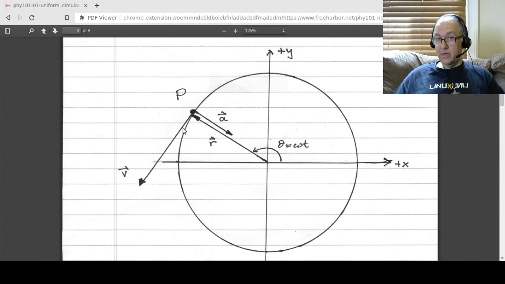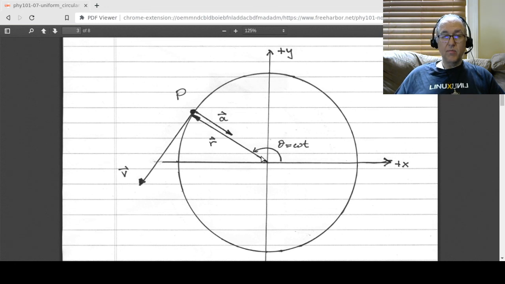Let me do this one more time. Here I'm moving, here I'm moving, here I'm moving. When I get to here, which way am I going? Well, I'm kind of going that way, right? And so the velocity vector is tangential to the outside of the circle. It's actually perpendicular to the position vector. So in other words, that angle in there is 90 degrees.